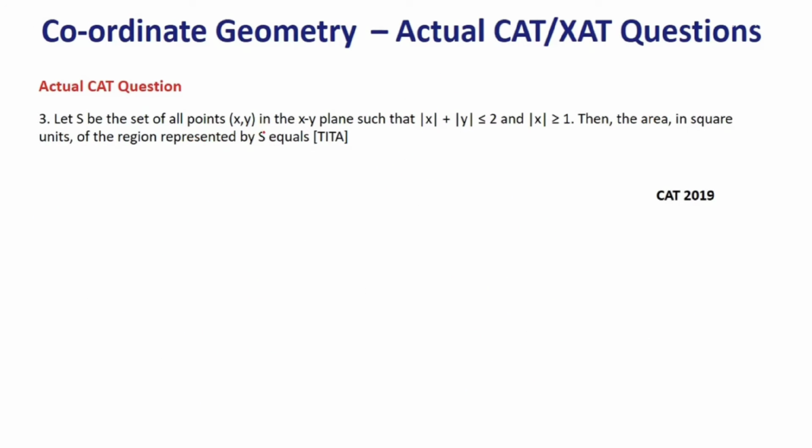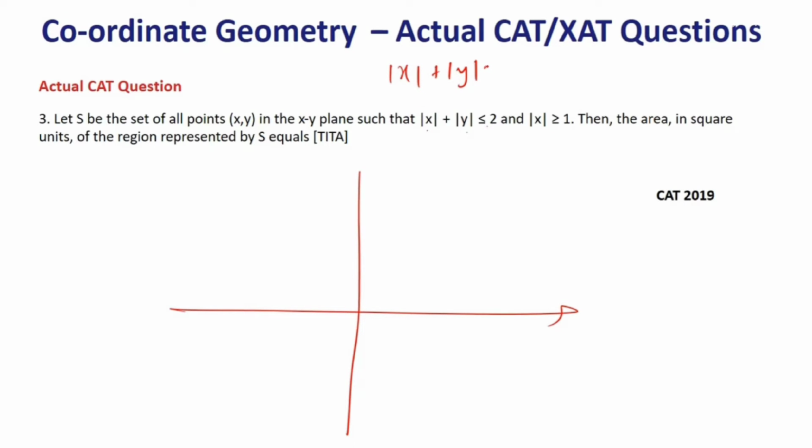Let S be the set of all points (x, y) in the xy plane such that |x| + |y| is less than or equal to 2. Now, we've already seen how to draw |x| + |y| = 2. Now, how do you draw an inequality? You can draw an equality. So |x| + |y| ≤ 2. First, let's draw |x| + |y| = 2. So you've drawn |x| + |y| = 2.